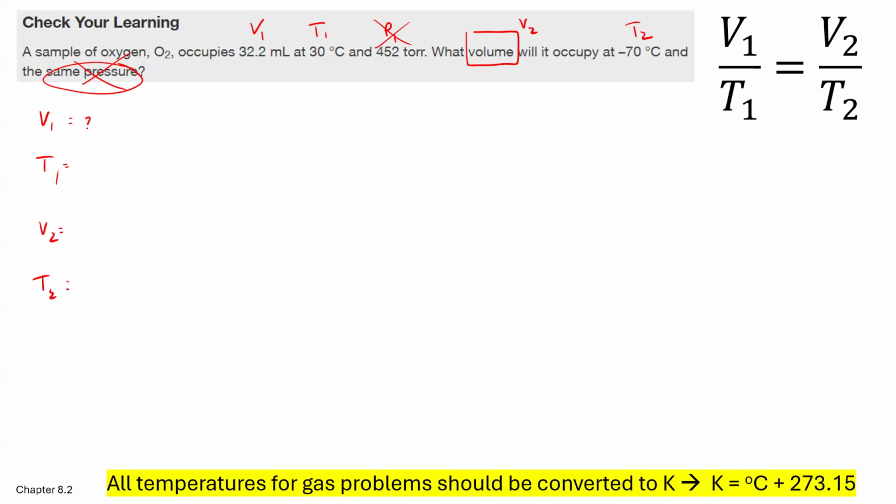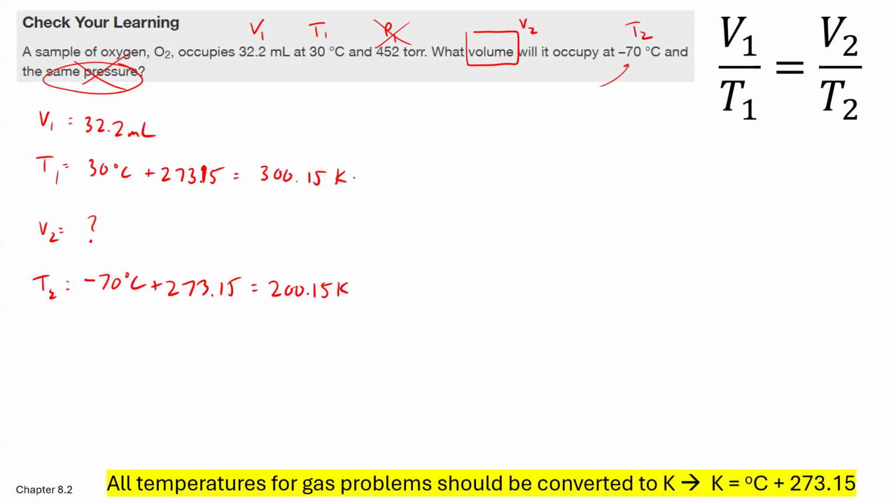All right, so V1 is 32.2 mils. T1 is 30 degrees C. V2 is what we're trying to find. T2 is negative 70 degrees Celsius. We have to add 273.15 to each of these. So this is going to be 200.15 Kelvin.